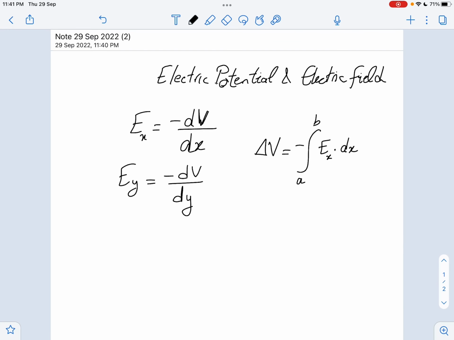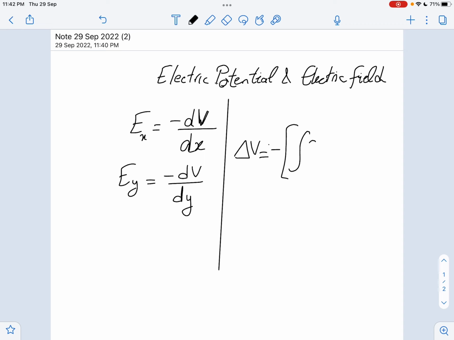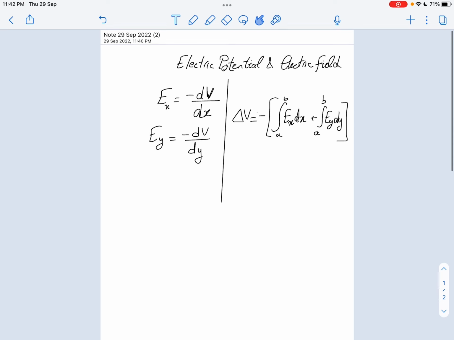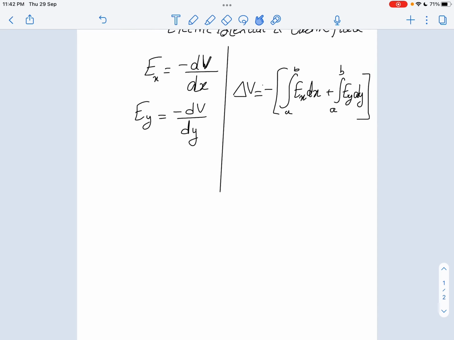Delta V is minus the integral of EX dx and the integral of EY dy, from initial to final. All right, let's take an example.